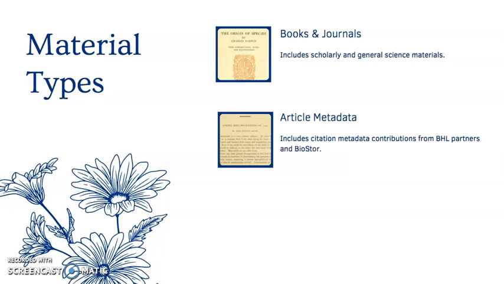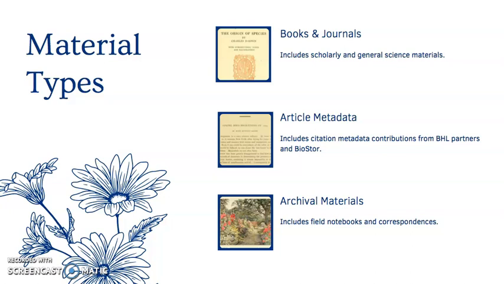BHL does have some full-text articles, but mainly only supplies article metadata. There are about 264,000 articles currently indexed and searchable in the BHL collection. The metadata is contributed by BHL partners and BioStore, a digitization project managed by taxonomists at Glasgow University. Lastly, the database has various archival materials such as field notebooks and correspondences. These unpublished materials are mostly primary resources that make the BHL's collection unique.